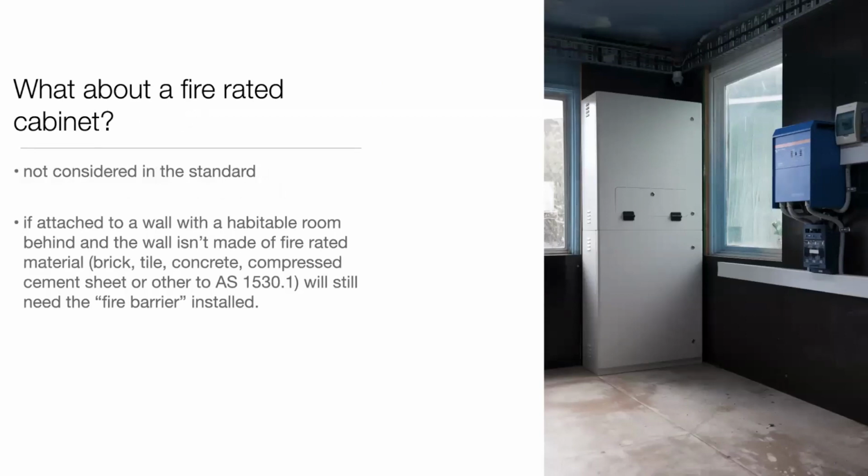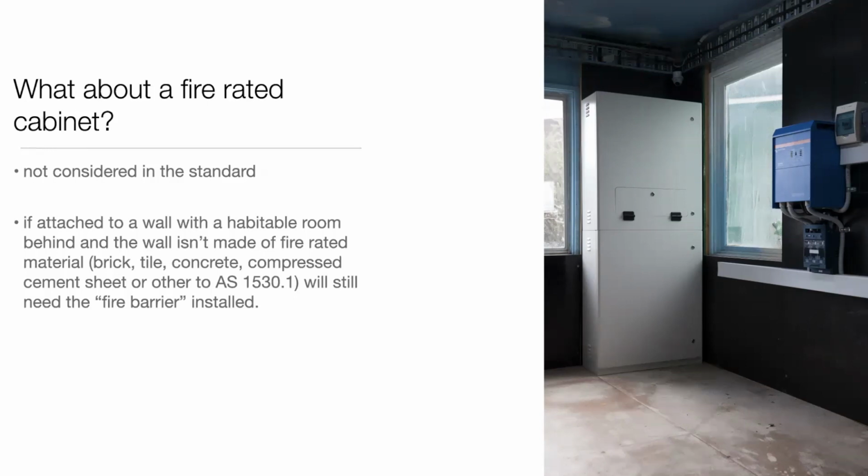There's a requirement to have a protection against the spread of fire wherever there's a habitable room behind the wall. And people have often said, well, what about building a fire-rated cabinet? Wouldn't that solve the problem? Do we actually have to put up a fire-rated surface behind a battery system? Can't we just put up a fire-rated cabinet?